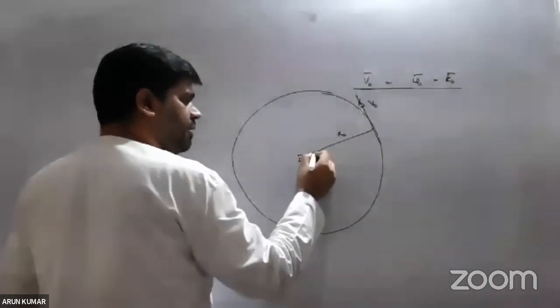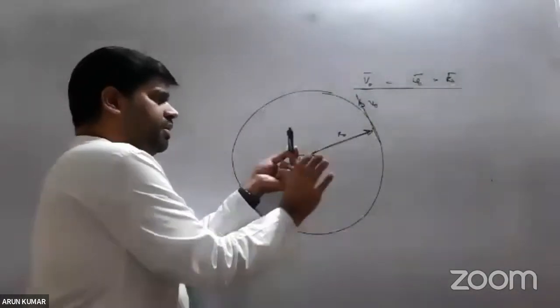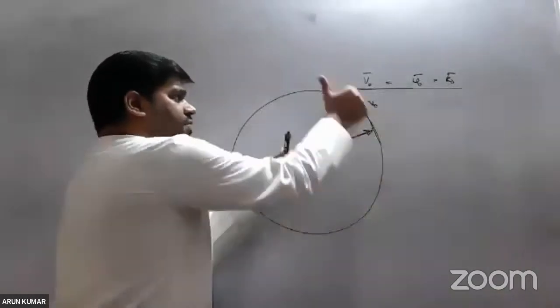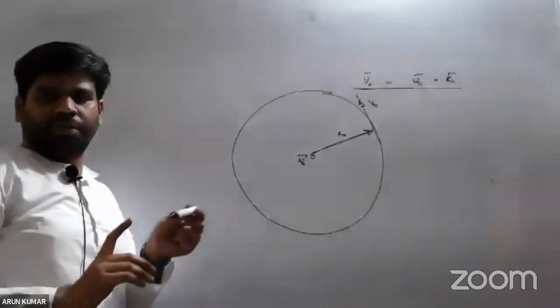So omega is outward, cross R. R bar is from the origin కాబట్టి R bar ఇలా ఉంటుంది, V bar ఇలా ఉంది, omega outward ఉంది. So omega cross r is v bar. So v is equal to omega cross r. This is what you have to remember.